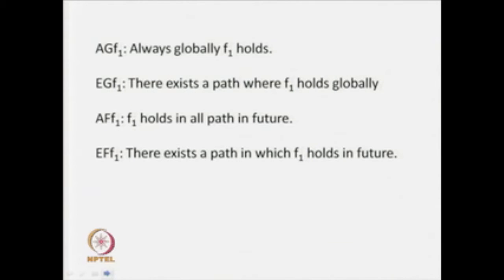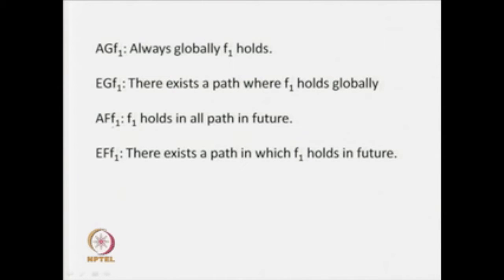A G F1, this is always, globally F1 holds. If we are in a particular state, wherever we go, in all directions, in all paths, in every state F1 must hold, then we will say that A G F1 holds. Similarly, E G F1 is concerned with a particular path. We have several possibilities, but we look at a particular path, and in this path in all states F1 holds, then we say that in that state E G F1 holds.